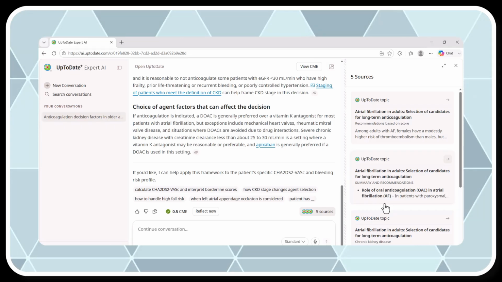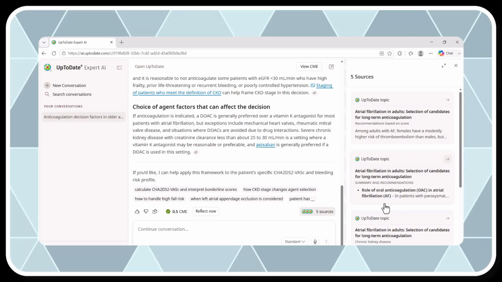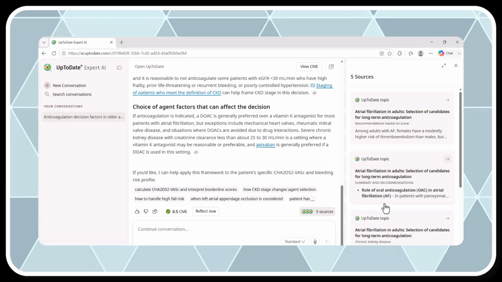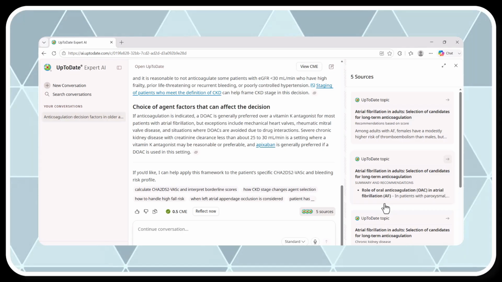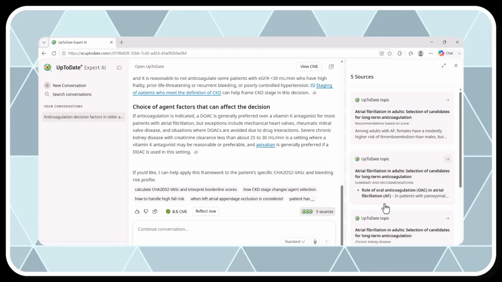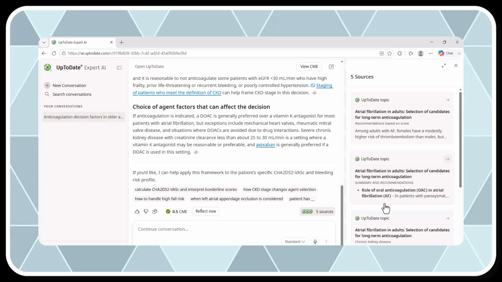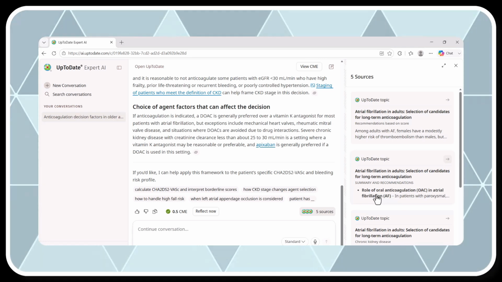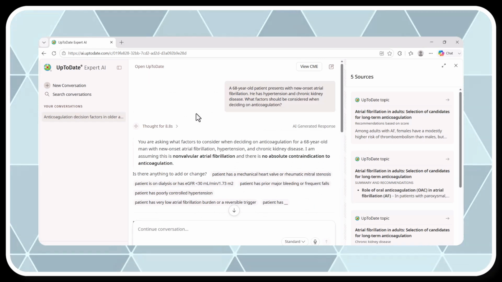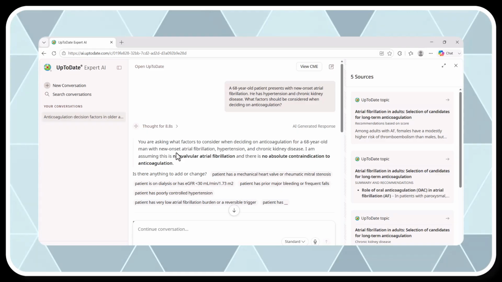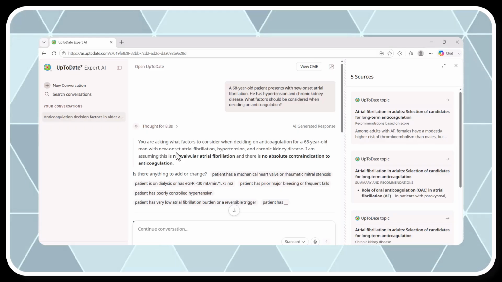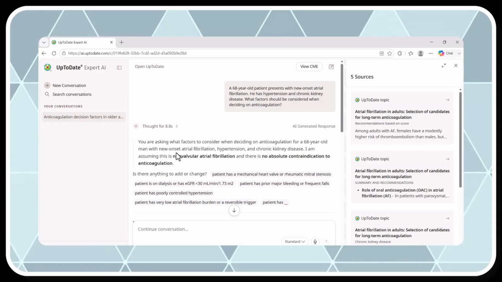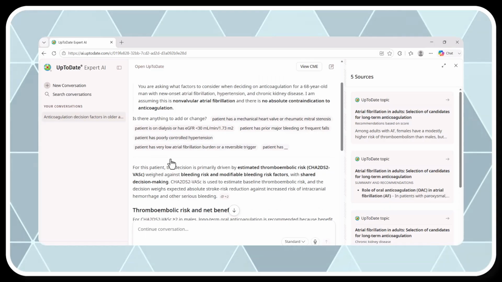And that's a quick demonstration of how UpToDate Expert AI approaches a clinical question. In this example, we saw how it understands the clinical question, states its assumptions, and asks whether anything should be added or changed, and then allows the clinical scenario to be defined before proceeding.